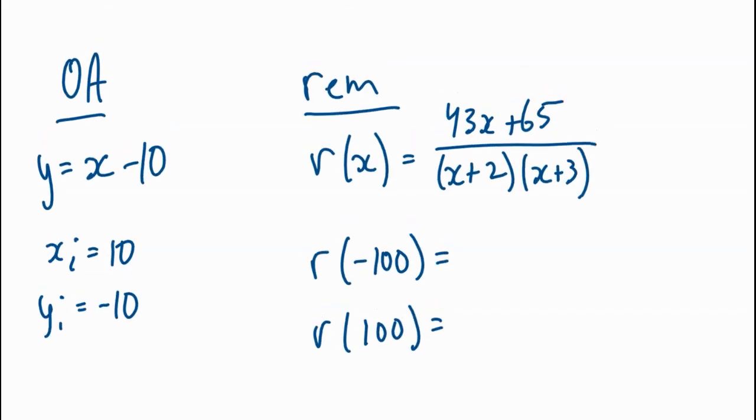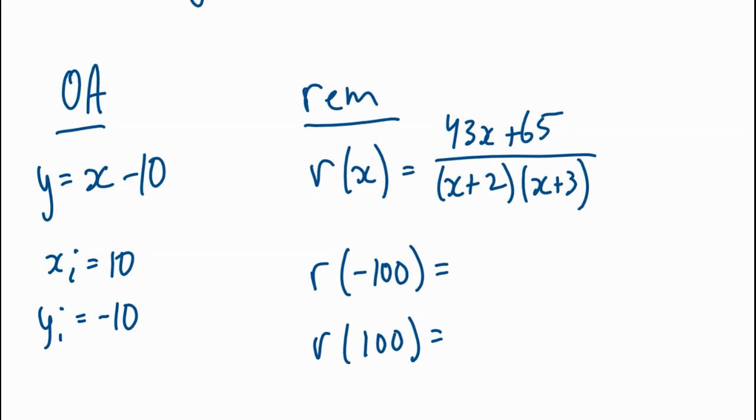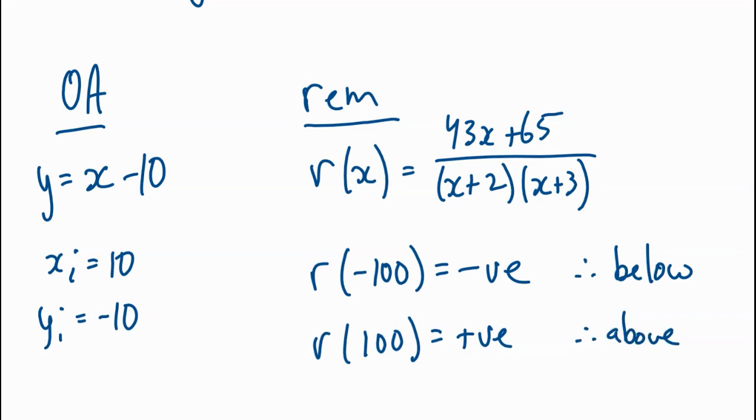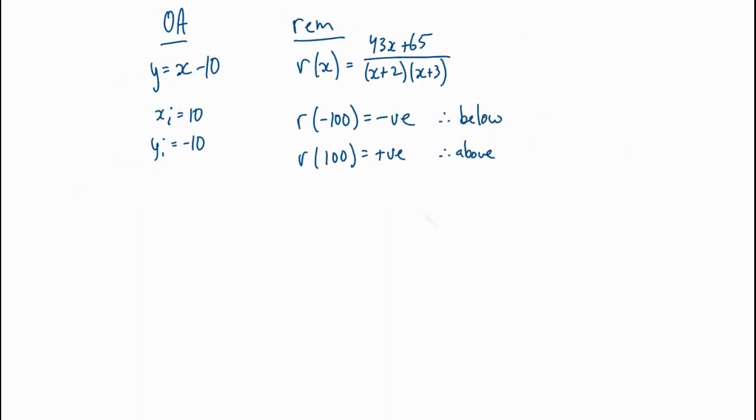So when I put in a negative, it looks to me like I get 3 negatives. The top's going to be negative, and both brackets on the bottom are going to be negative. So it's negative. Therefore, we are below. And when I put in a positive, I get 3 positives. So we're above. All right, let's wrap this up.